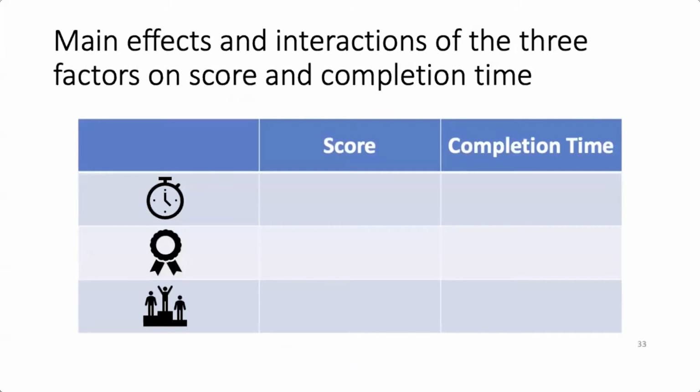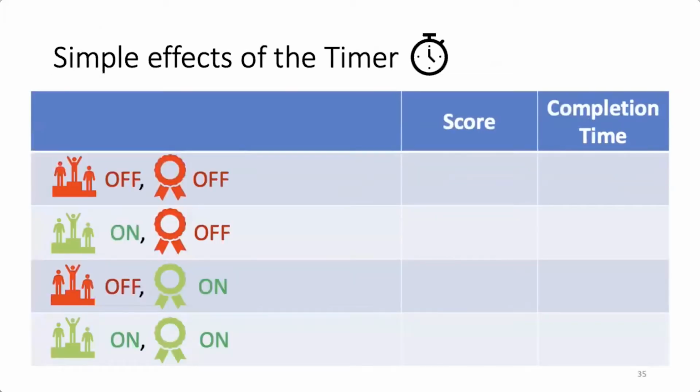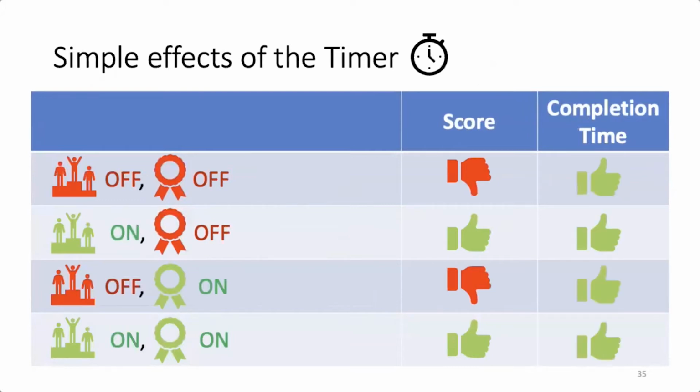A mixed factorial ANOVA was performed to check for main effects and interactions of the 3 factors studied on players' score and completion time. The analysis detected a main effect of the timer and the top score on both scores and completion times. However, no significant main effect of the leaderboard was detected on the two dependent variables. We looked at the simple effect of timer on both the score and completion time. It turns out that the timer has significant effect on the score only when the leaderboard is present, whereas the timer has significant effect on each of the four conditions for the completion time.